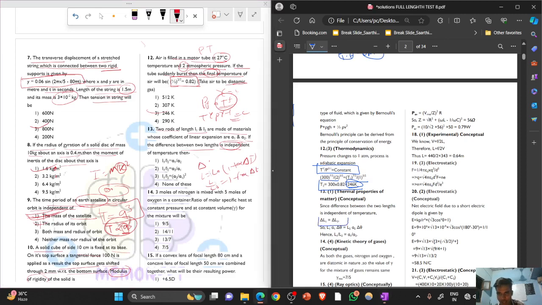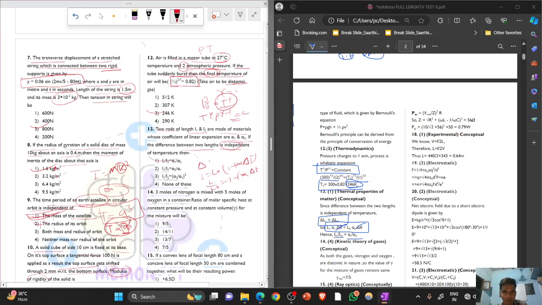So delta L will be this, and equating these equations, delta theta will cancel out as it is independent of the temperature. So L1 by L2 equals alpha 2 by alpha 1, where alpha is the coefficient of linear expansion. So option 1 will be your correct answer. Now moving ahead.